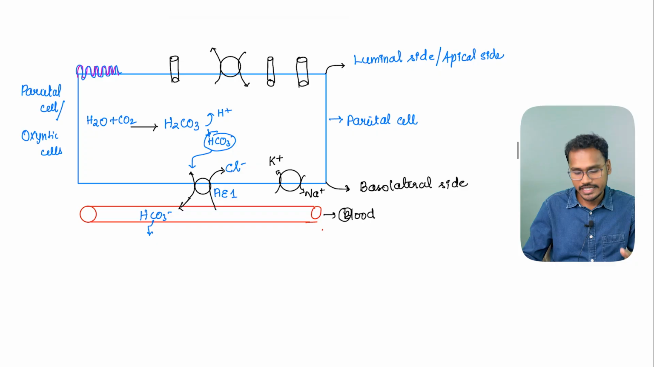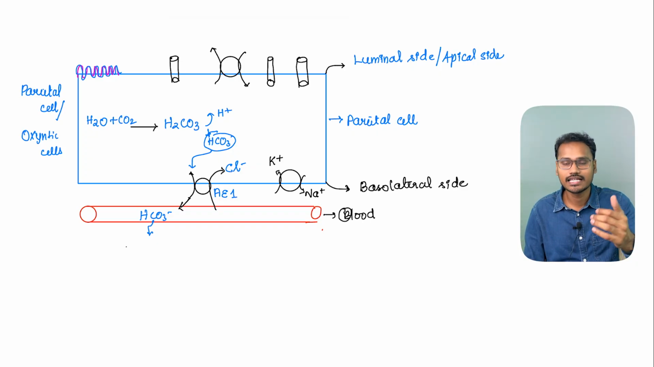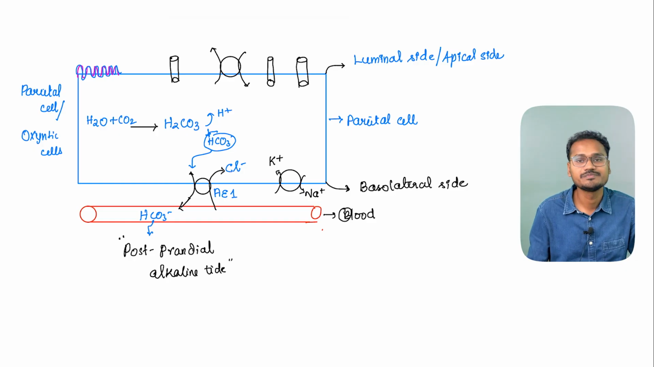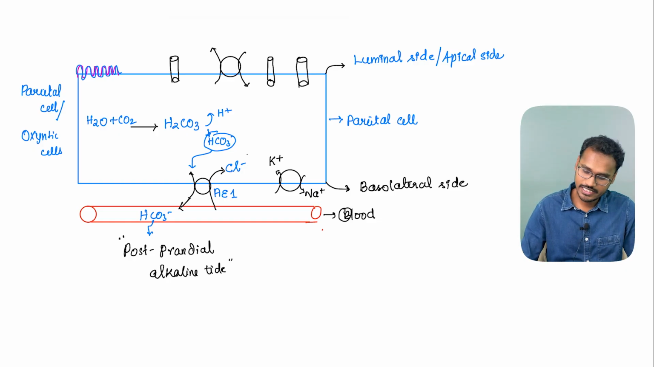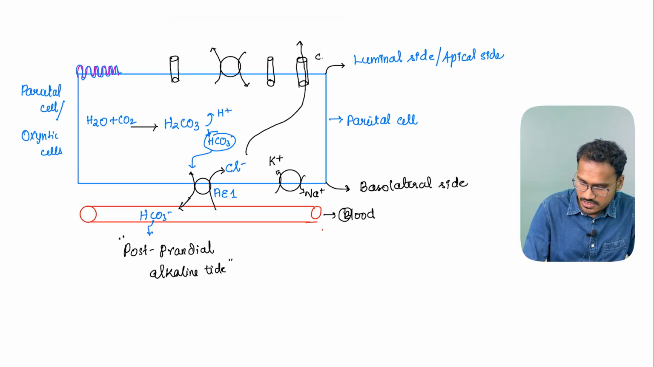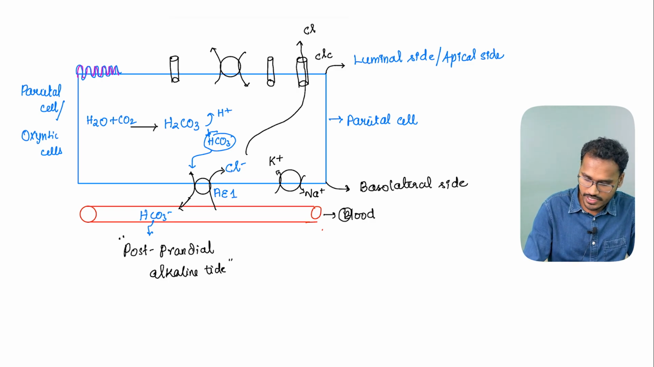So after you eat, what will happen to the blood side? The blood side will have high alkalinity, that is called postprandial. After food, there is an alkaline tide. So this happens after you intake the food. Then the chloride which enters into the system is slowly sent to the apical side with the help of a channel, that is the chloride channel. So we have got the chloride inside.